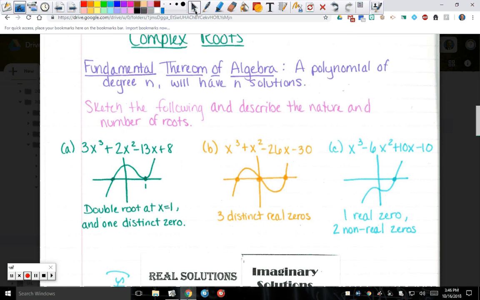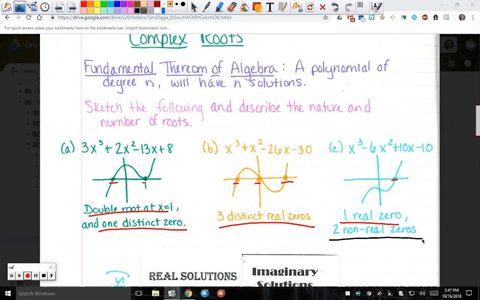Look, a little reminder. I had the following. I have a double root at 1. It balanced. I have one distinct 0. This one distinct 0 means it's different from this other one. Okay? Look at this. 3 distinct zeros means that there are 3 times that are different from one another that cross the x-axis. 1 real, there it is.